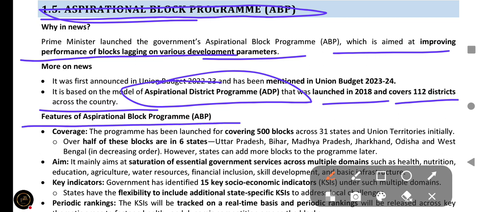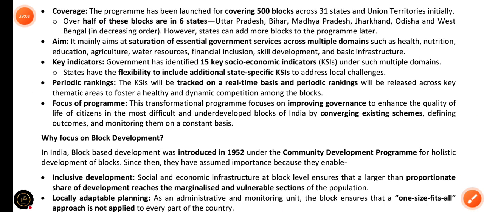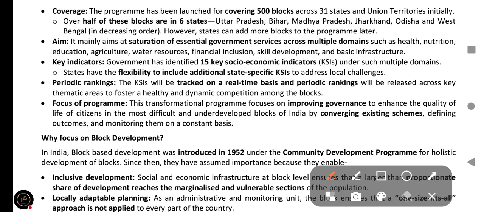Features of aspirational block program. These are some features of aspirational block programs. Coverage. The program has been launched for covering 500 blocks across 31 states and union territories initially.